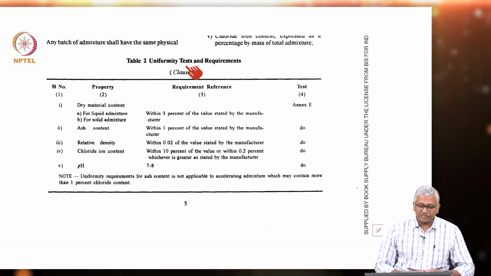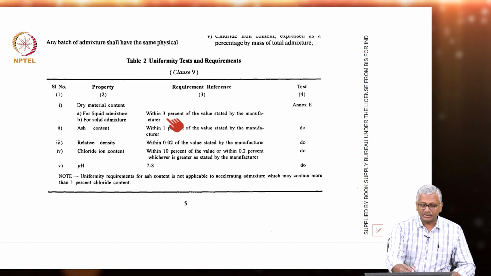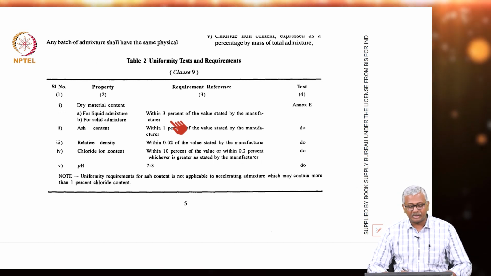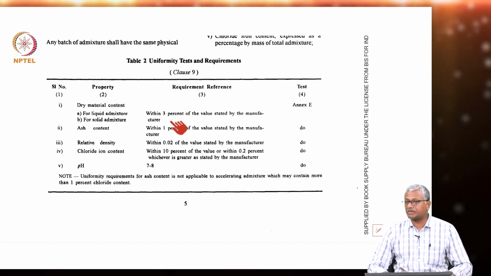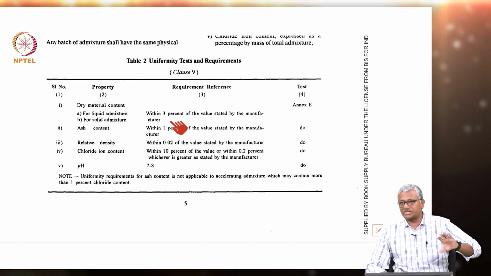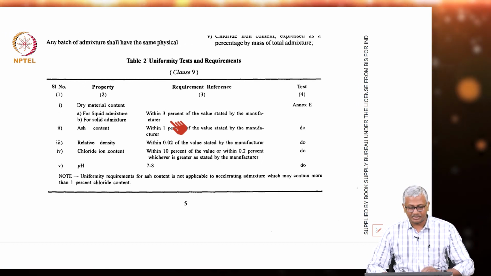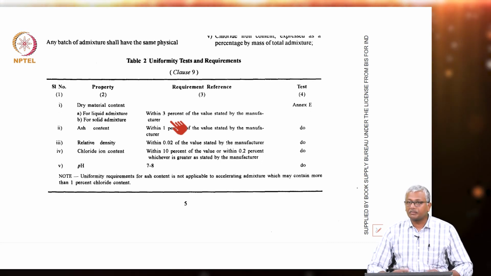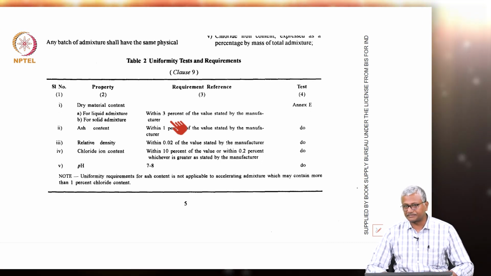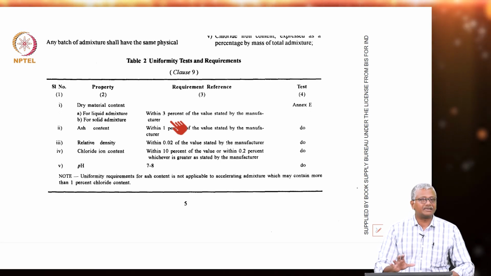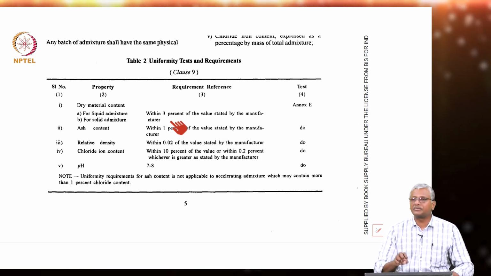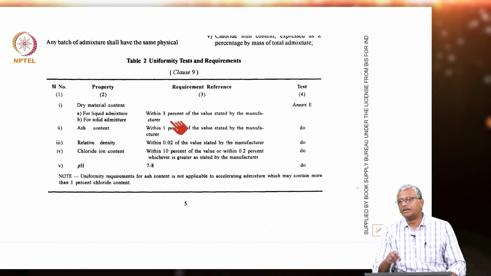So, what they say is the pH, of course, all the other materials, dry material content within 3% of the value stated by the manufacturer. So, the manufacturer's data sheet has a certain value. When you do the testing, it should be within 3% of that. Similarly, ash content should be within 1% of the value suggested by the manufacturer. So, you need to look at testing your samples of admixture that have been received for production.